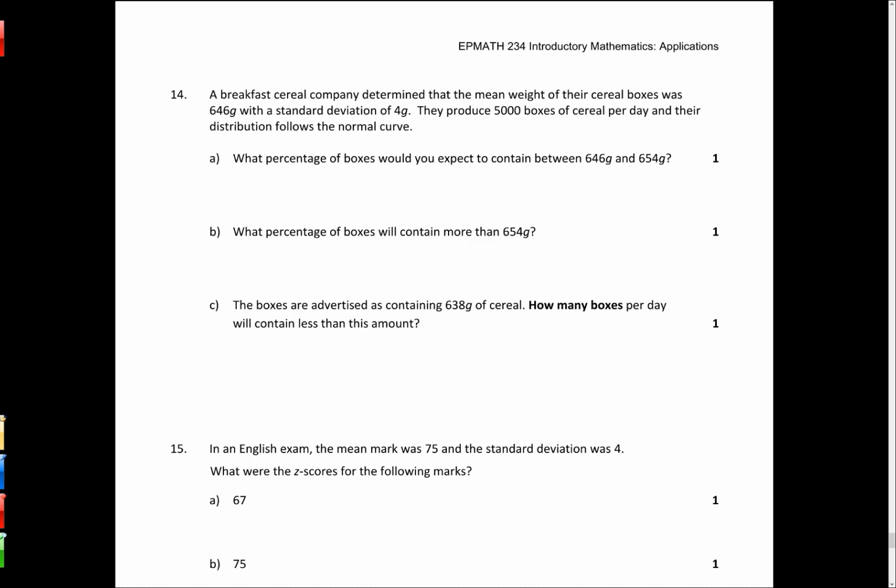Nearly there. The breakfast cereal company determined the mean weight of their cereal boxes was 646. I'm going to start drawing a picture already. I could have left myself more room. Okay, the mean is 646. The standard deviation is 4. So I'm going to go up by 4 to 650, up by 4 to 654, and up by 4 to 658. I'm also going to go down by 4s to 642, and 638, and 634.